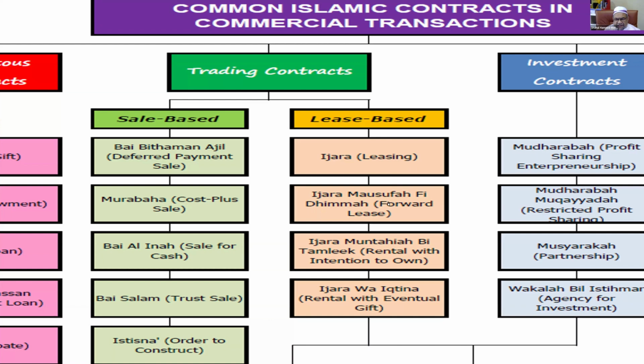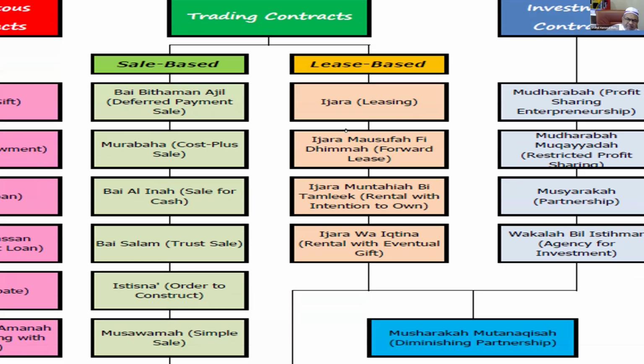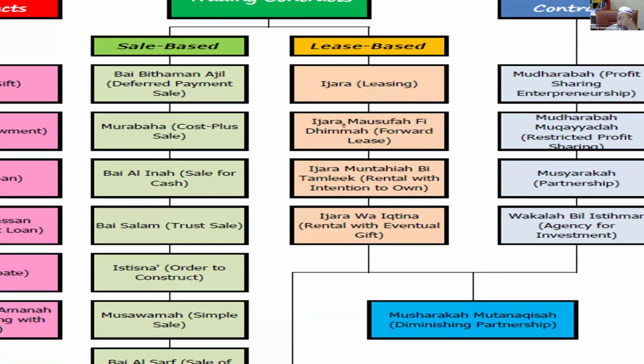Ijara mawsufa fi dhimma is used in home financing contracts. This is another controversial thing: forward lease. Normally, if you want to lease, the asset must be owned by you and it must exist. But here the asset is being built, like a house, but you have to pay advance rentals. So this is also another controversial thing which is practiced in Malaysia.